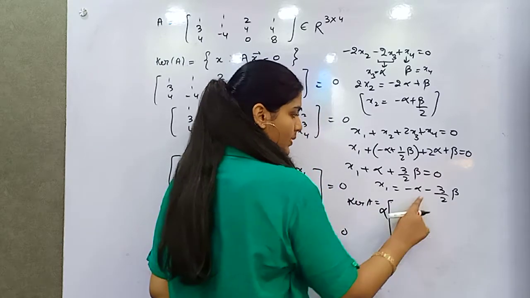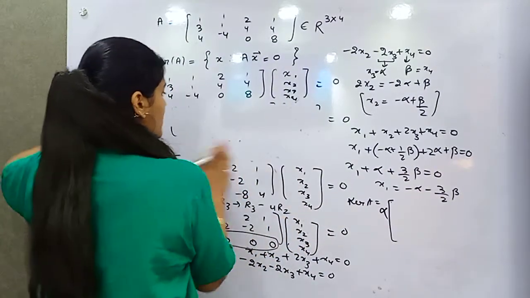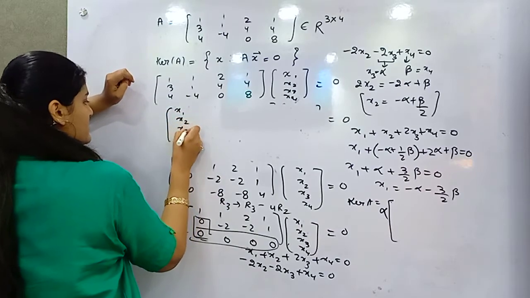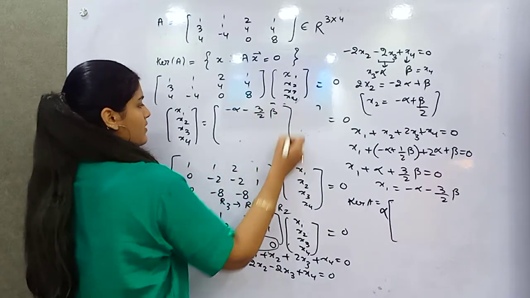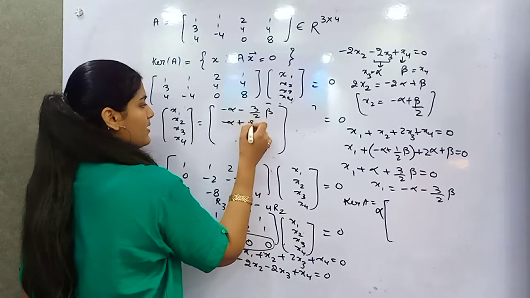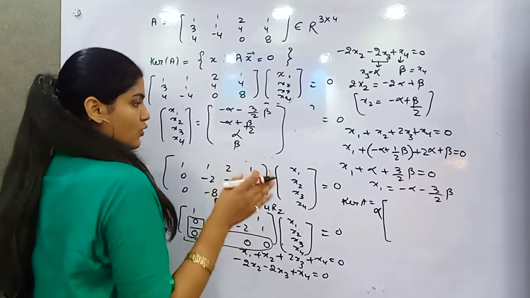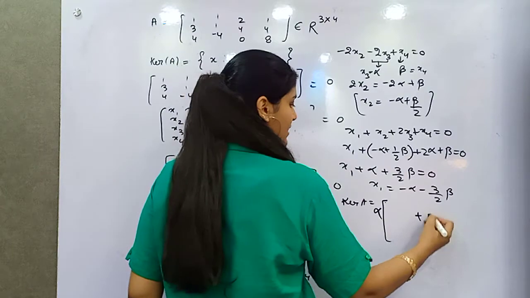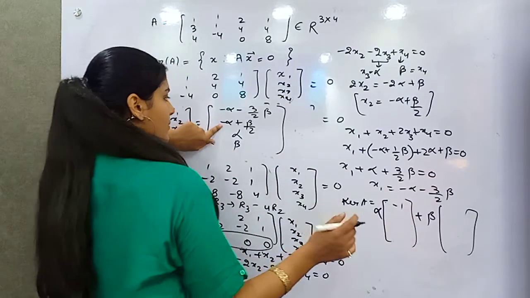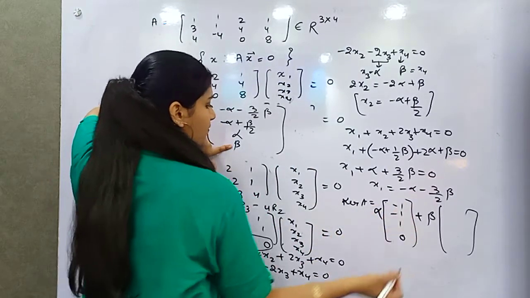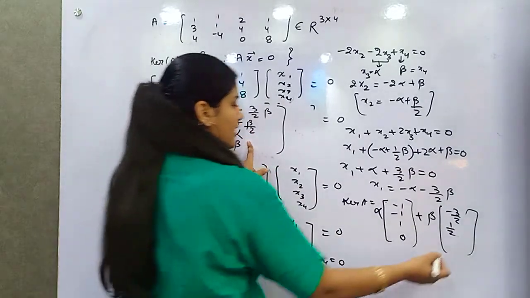Okay, so let me erase this. If I put the values here, your x1 is minus alpha minus 3 by 2 beta. Your x2 is minus alpha plus beta by 2. Your x3 you have taken as alpha, and this is beta, right? So if you separate it in the form of alpha and beta, what will you find? Alpha here is minus 1, coefficient only. Minus 1, 1, there is no alpha, 0. And here, minus 3 by 2 beta, 1 by 2 beta, there is no beta, and here it's 1.